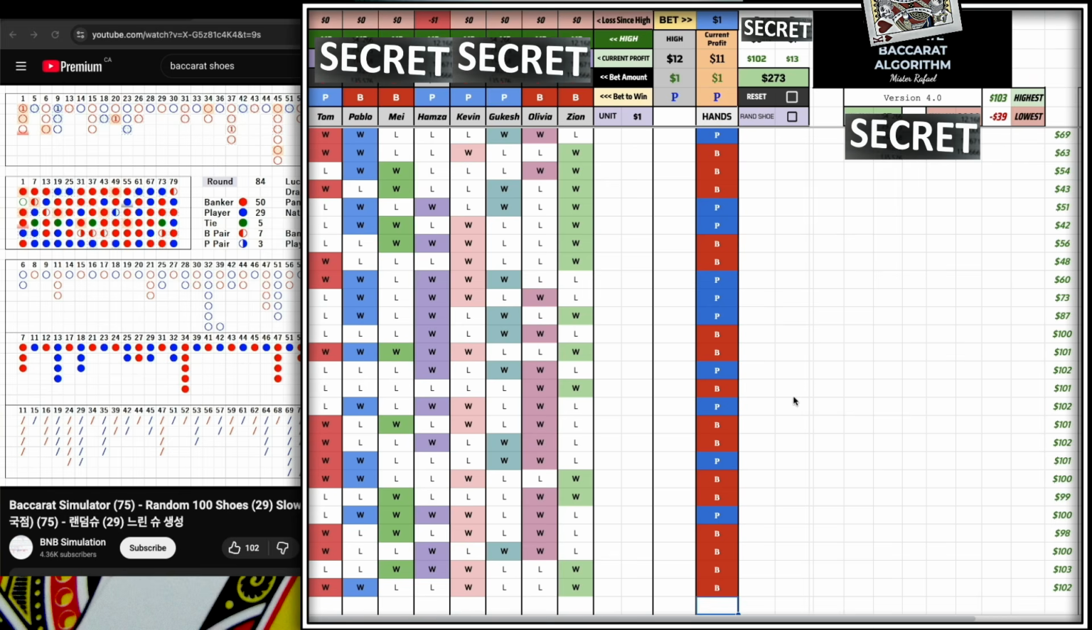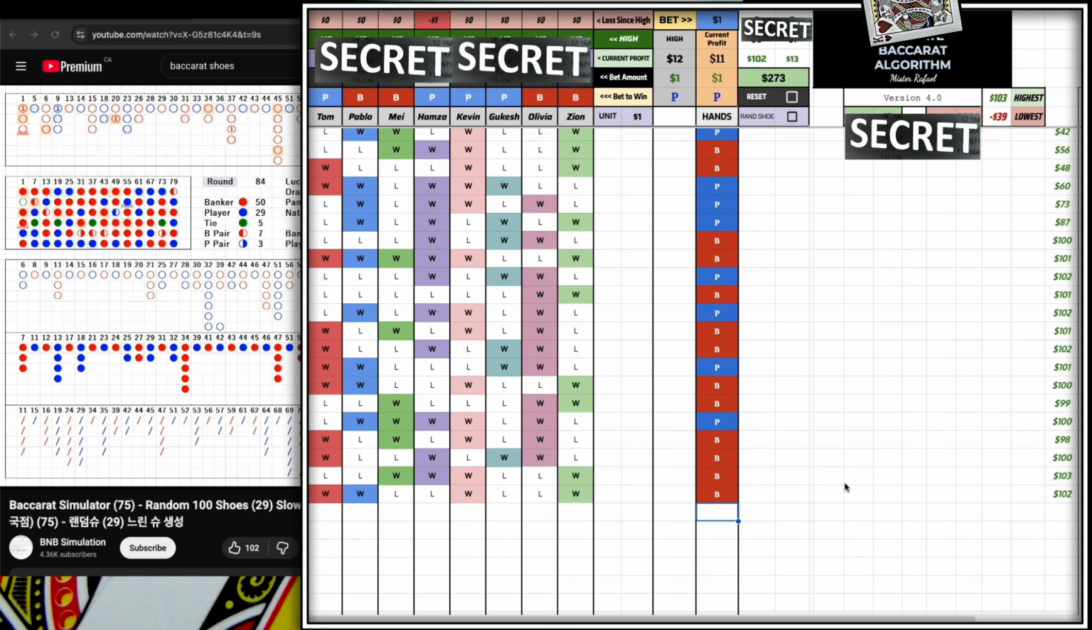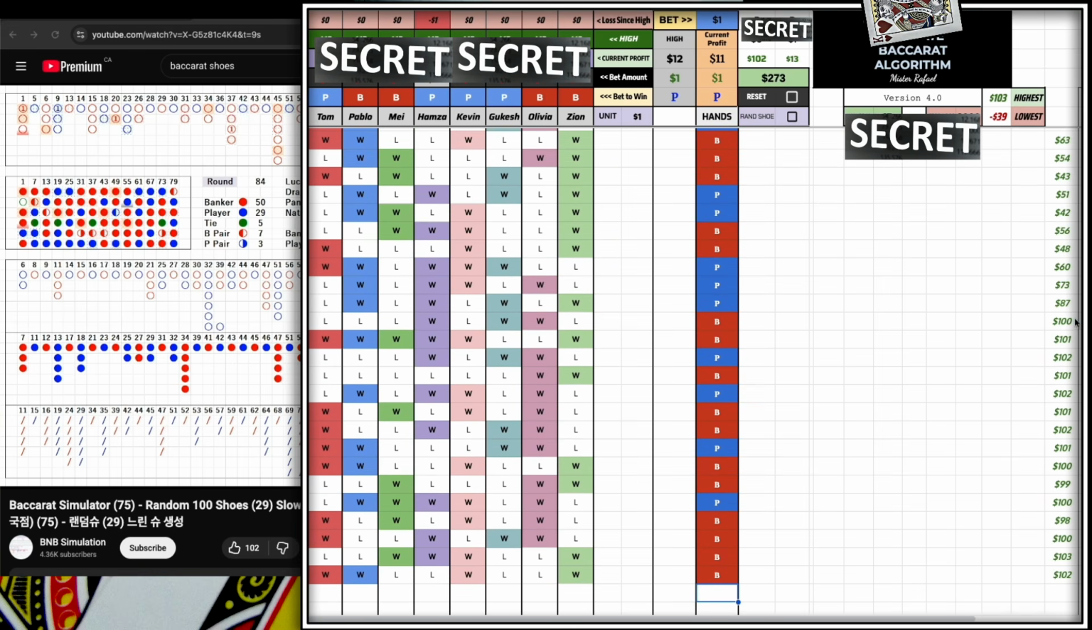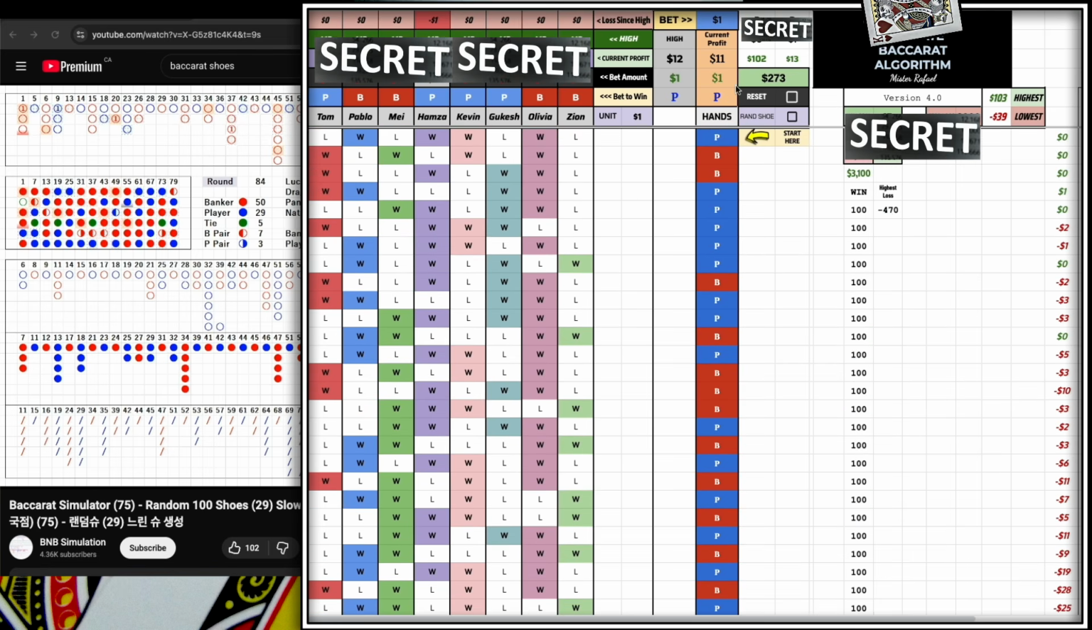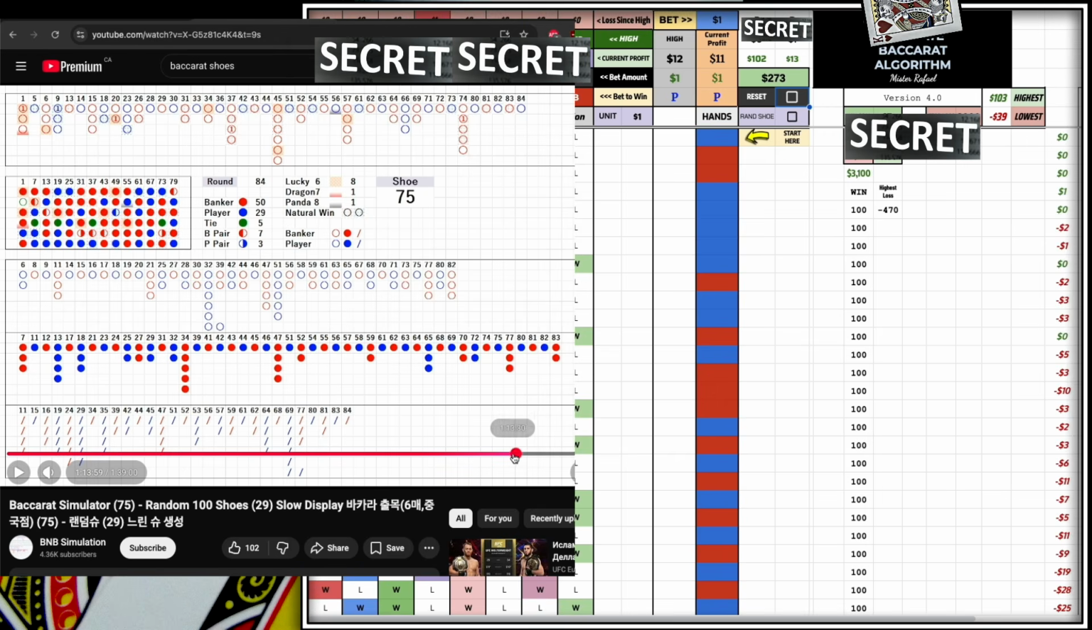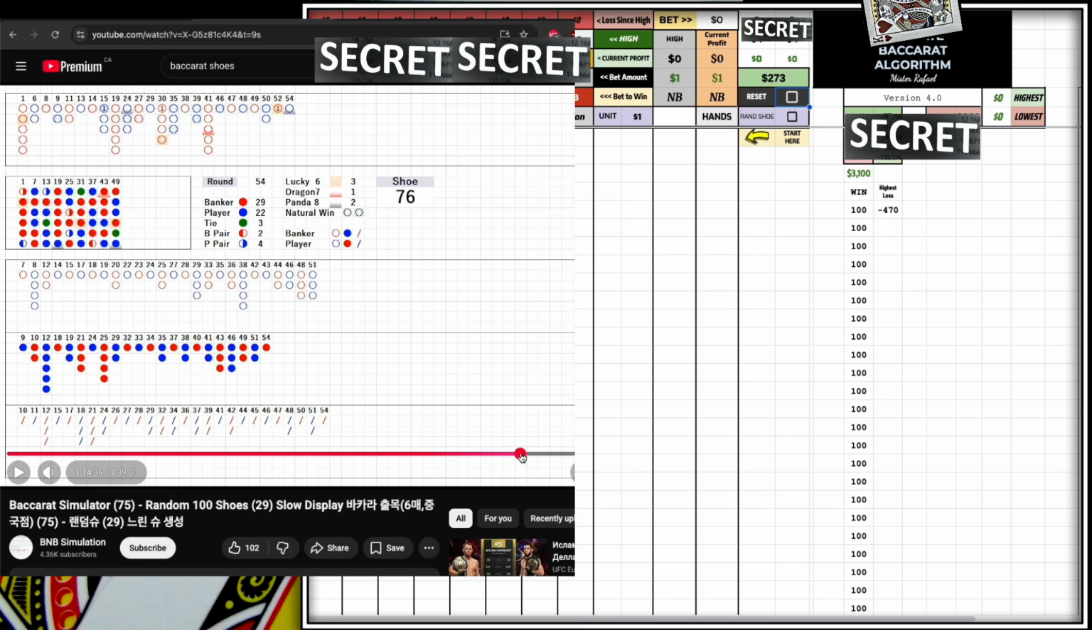And it looks like we've reached another win goal. Beautiful. Okay, so actually back here, we hit the $100 here, we would have stopped. And we only went down minus $39 as the biggest loss. All right, another $100 in the bank. Up to $3,100 now in profit. All right, let's keep going. Shoe 76 is next.